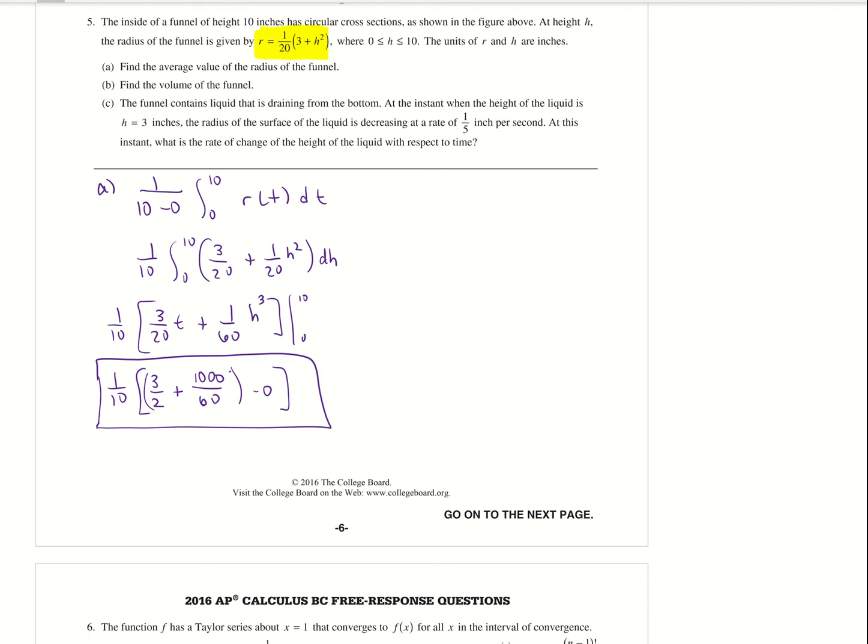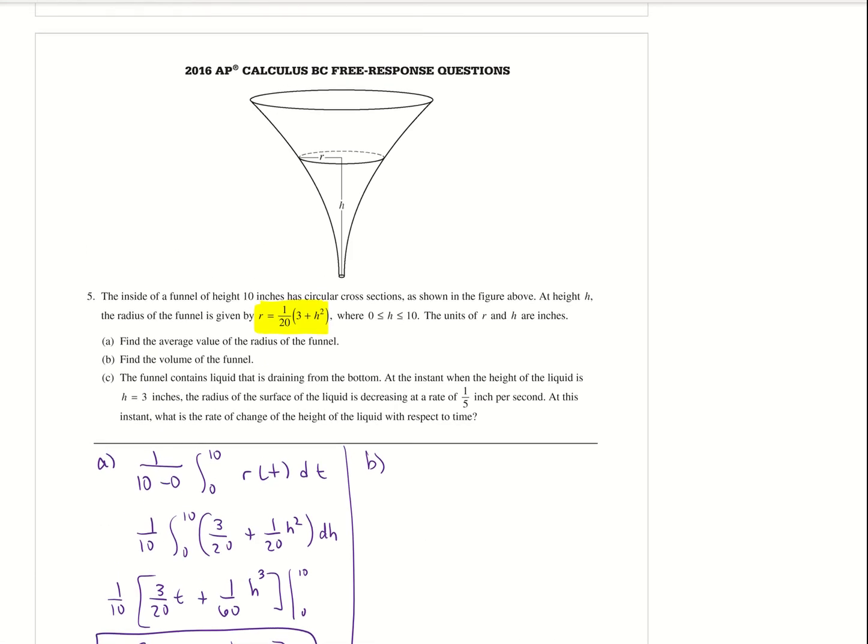All right, part B. We want to find the volume of the funnel. Not fennel. Now, sometimes people look at this and they see a cone. This is not a cone. A cone would look like this. This is not a cone. They gave us a hint what this is. They said we have circular cross sections.